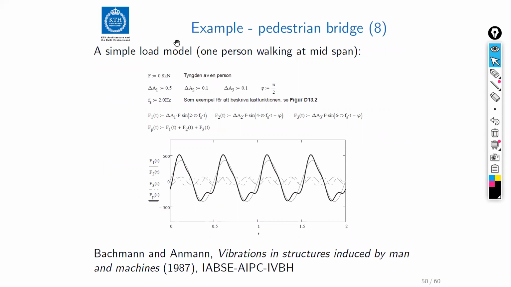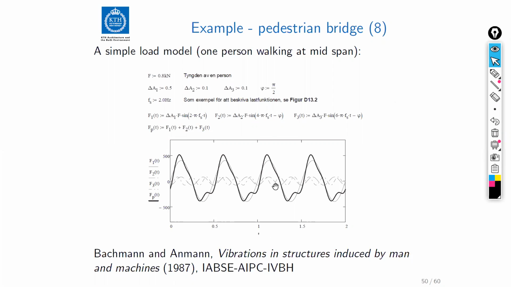And then the loading, if we remove the static part of the load, the walking load would look something like this. The light gray line here is the first component. And then we have the two overtones here in different dashes. And then we sum them together according to this. This comes from this book from Bachmann and Ammann. This is a really nice book about vibrations in structures induced by man and machines. But I think it's the man part here that is a really nice starting point to learn about pedestrian bridges and how to model.